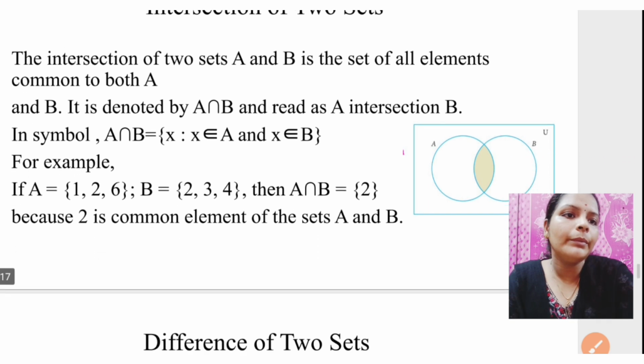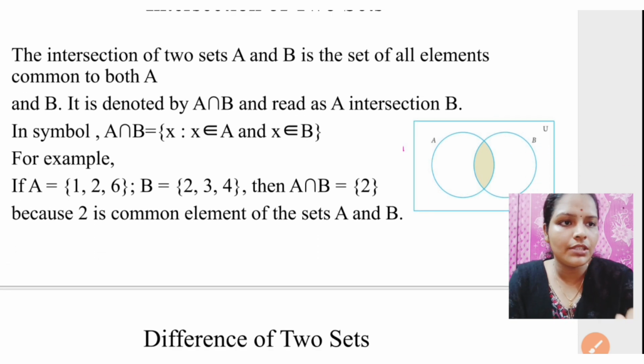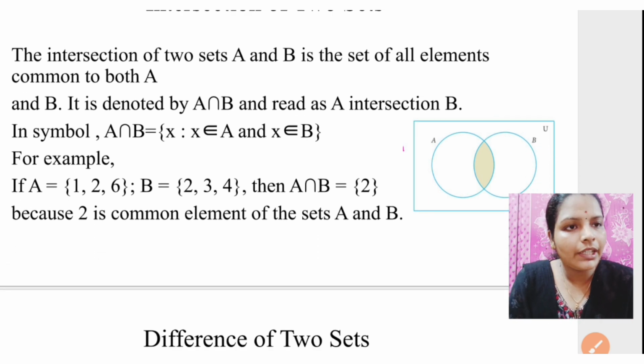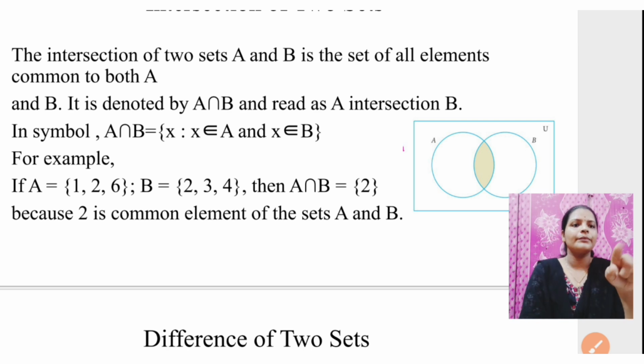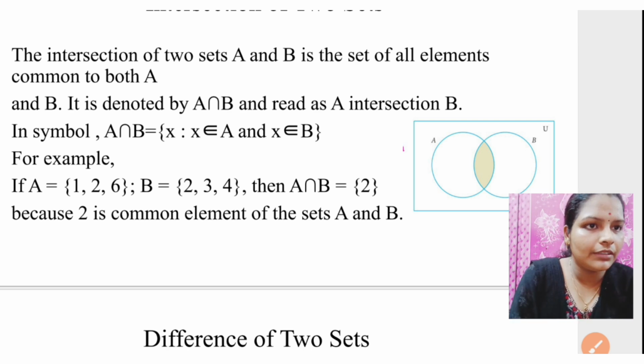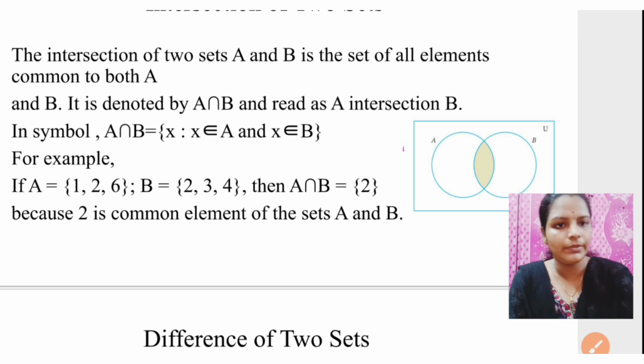In the Venn diagram you can clearly see that A is the set and B is another set. The universal set contains both sets, and the common part is shaded there. That is A intersection B. The shaded region is the A intersection B.